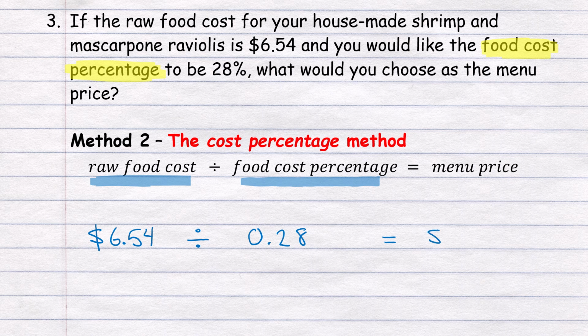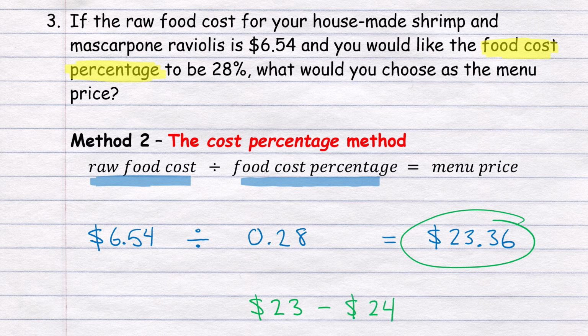According to the calculator, $23.36. That's what we want. So on our menu, in reality, we'll price it somewhere between $23 and $24, maybe $23.99 or 23 even, 24 even, something like that. All right, so we have three methods. We're looking for keywords in the problem that tell us which of the three methods to use.